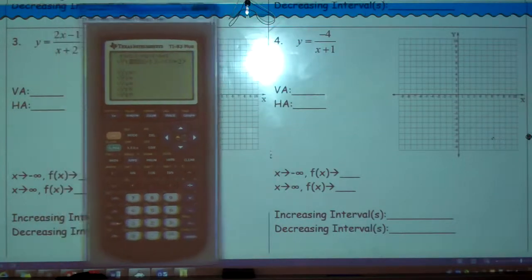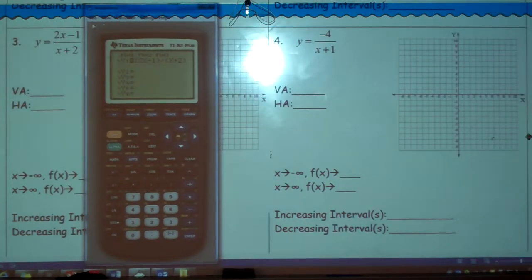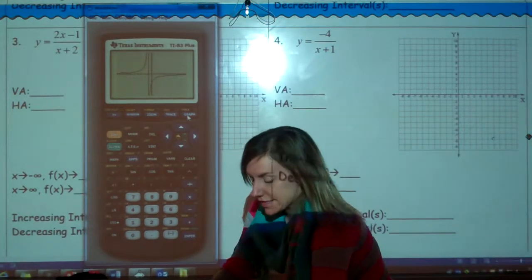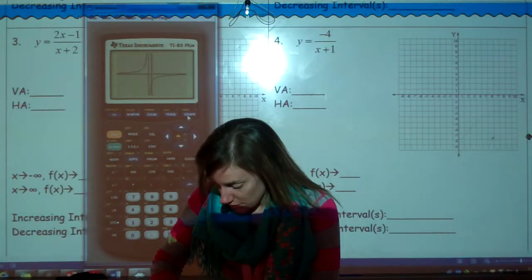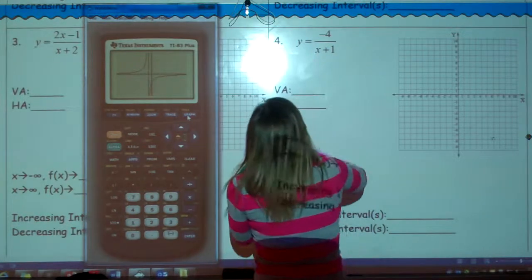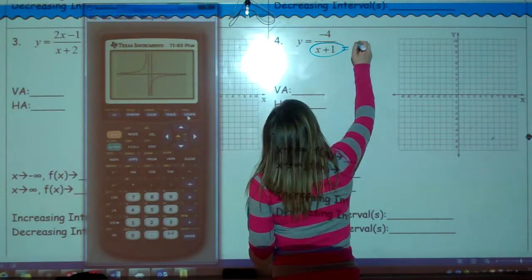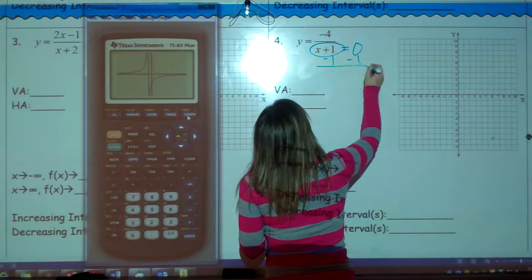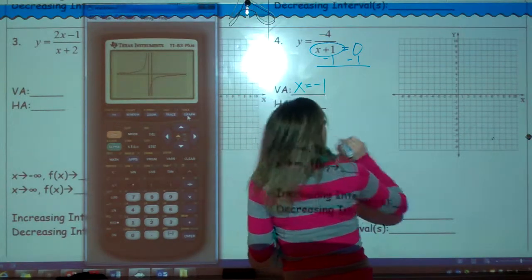Let me graph this next one. Parentheses -4 divided by x plus 1. So, again, we're going to have a curve that's similar, but let's find those exact numbers. So, the denominator, to find the vertical asymptote, we're going to look horizontally. That equals 0, so when I take away 1 on both sides, x is -1.